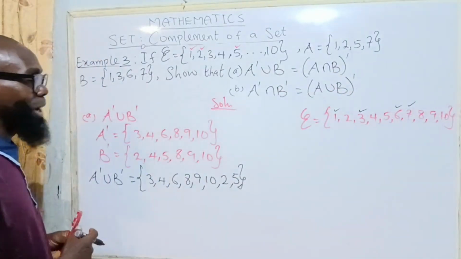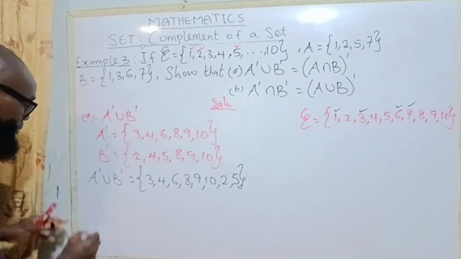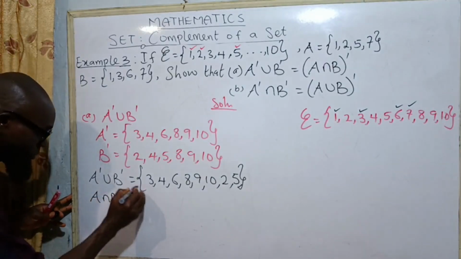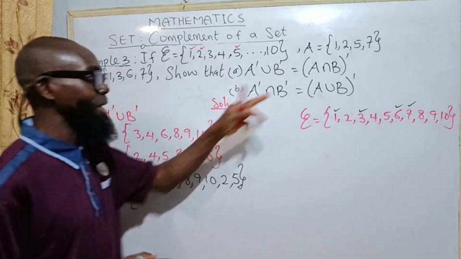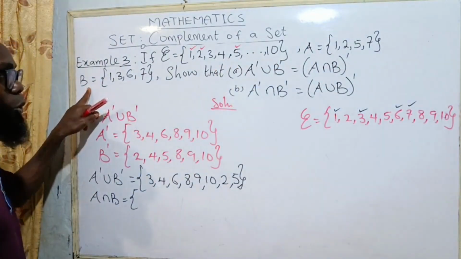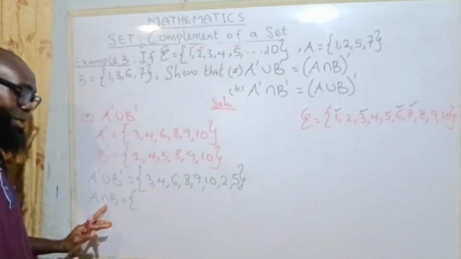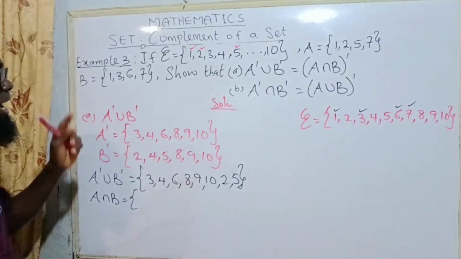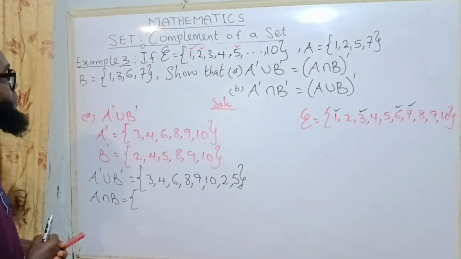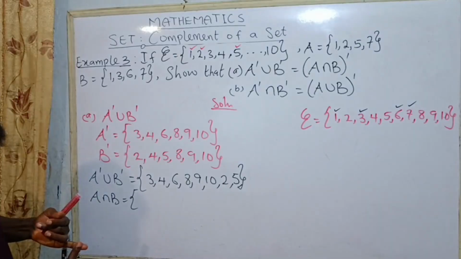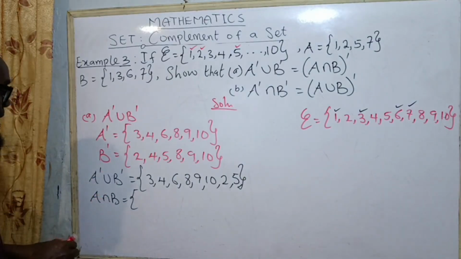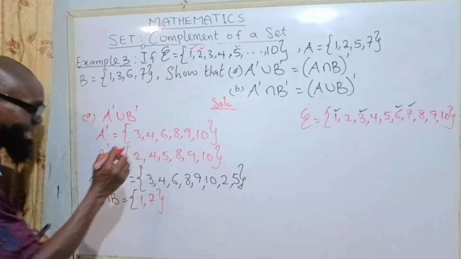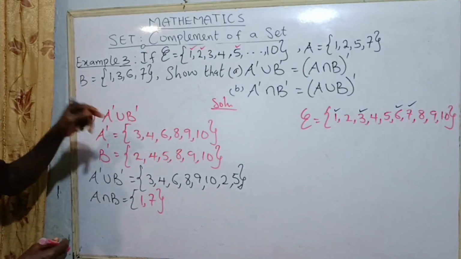The first thing we do is find A intersection B. So this is our A and this is our B. What is common in both of them is what we refer to as the intersection. What can we find in A and also in B? We can have 1 and 7. So the elements are 1, 7. These are the elements that we can find in A and B.